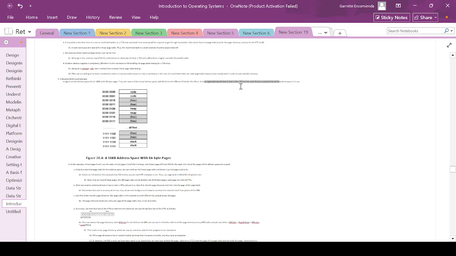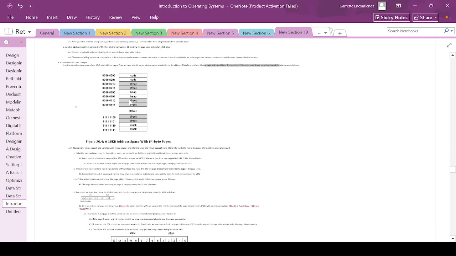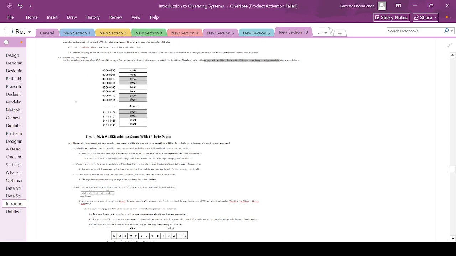A linear page table would have 2 raised to 8, or 256 entries. So for a linear page table in this kind of address space, we would have 256 entries even if only a small portion of the address space is in use, like this: the first and second pages, then 0, 1, 2, 3, 4, fifth, and then the last one.